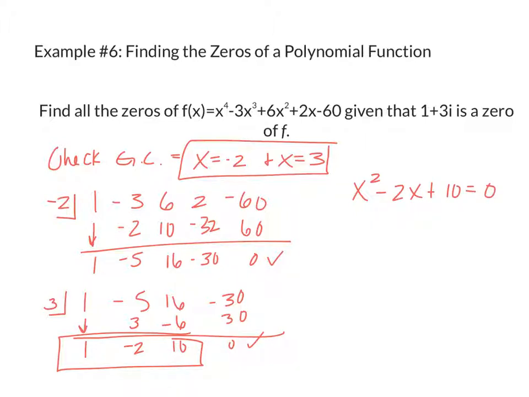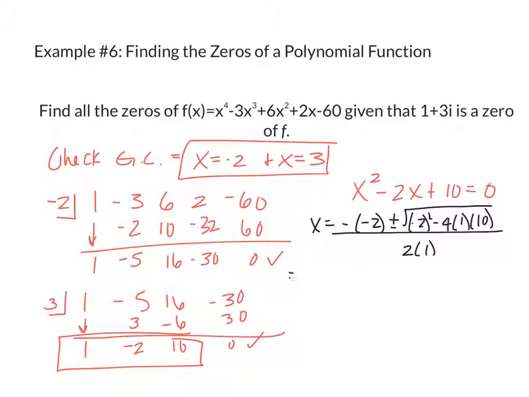Now we can't use AC for this one. It simply just won't work. So we're going to switch up and use the quadratic formula to find the rest. So we have x equal to negative b, which is negative 2, plus or minus the square root of b squared, which is negative 2 squared, minus 4 times a, which is 1, times c, which is 10, all over 2 times 1. That will give us 2 plus or minus the square root of 4 minus 40 over 2, which is 2 plus or minus the square root of negative 31 over 2.